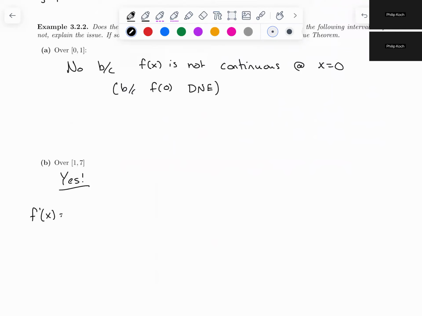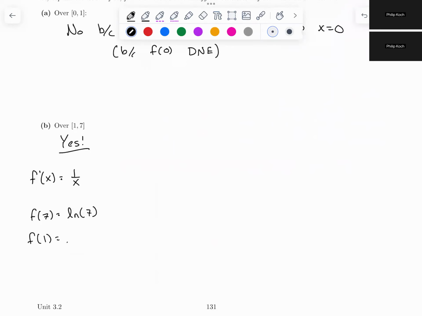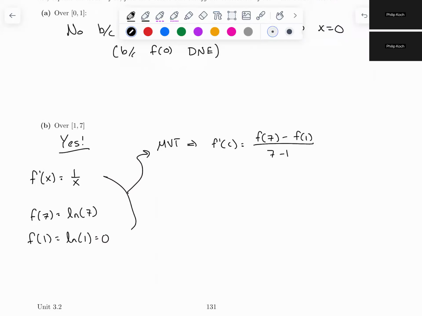F prime of x is 1 over x. F of 7 is natural log of 7. F of 1 is natural log of 1, which is 0. So by the MVT, f prime of c is equal to f of 7 minus f of 1 over 7 minus 1. That's 1 over c is equal to natural log of 7 over 6. So that tells me that c is equal to 6 over natural log of 7.